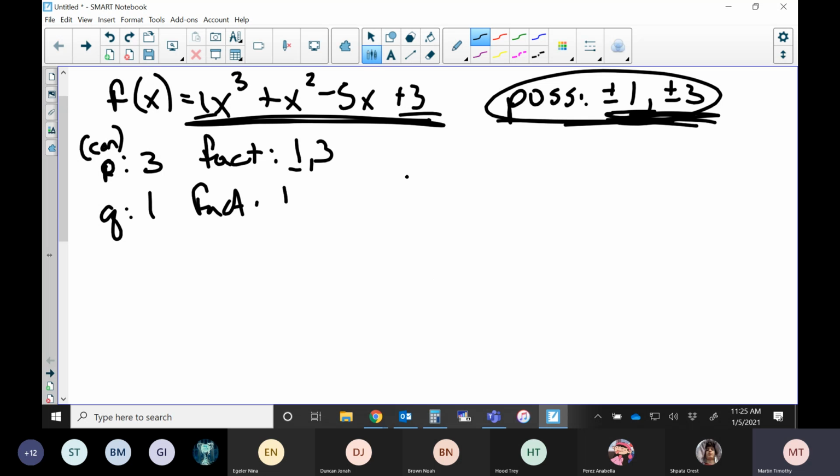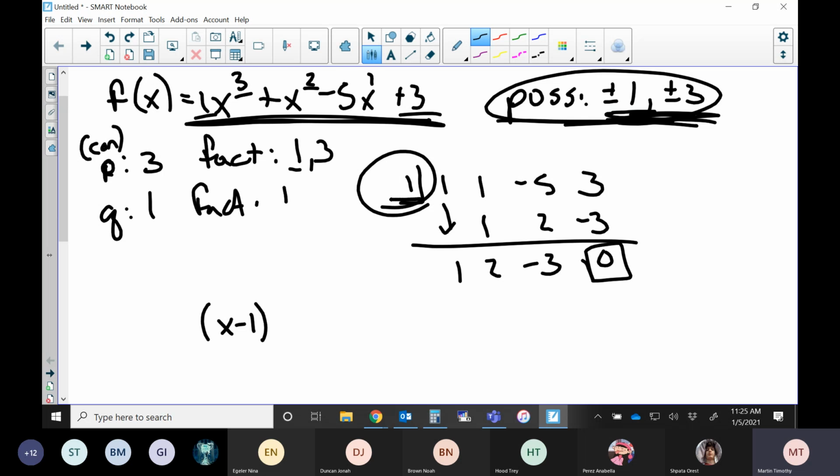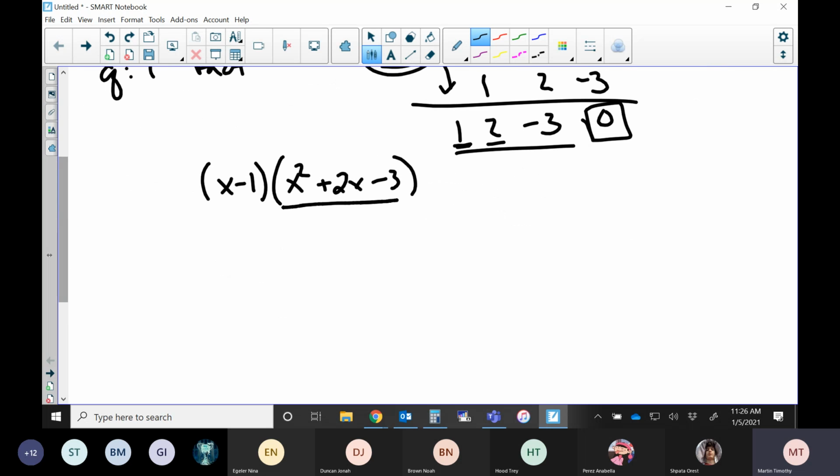So we try 1, okay, 1, negative 5, 3. This one's nice because it goes all the way from 3 to 1 down to nothing. Drop down 1, 1, 2, 2, negative 3, 0, ding, ding, ding. This is a root, which means x minus 1 would make that bubble 0, is one factor, and then this stuff is the leftover stuff, which is x squared, the first coefficient, plus 2x minus 3.